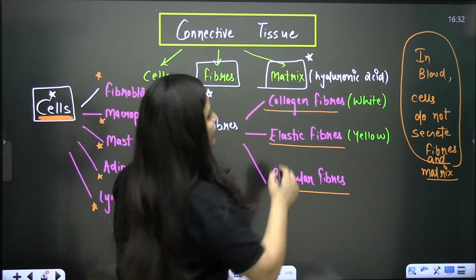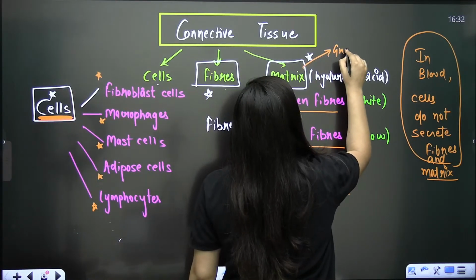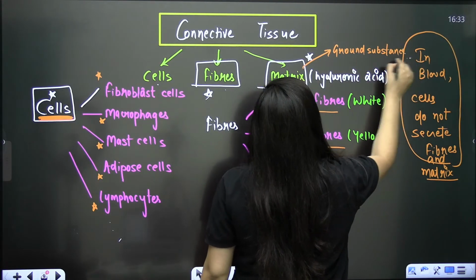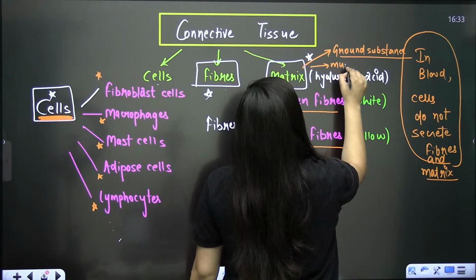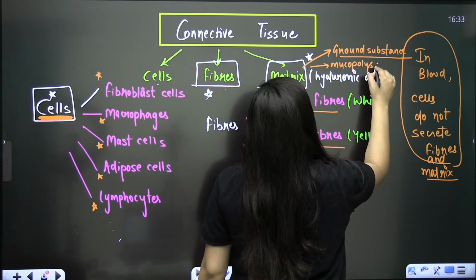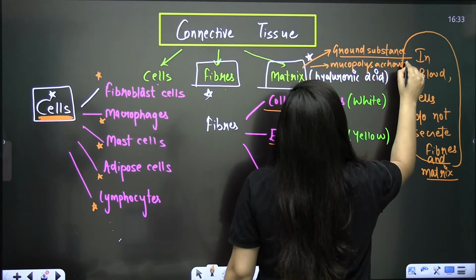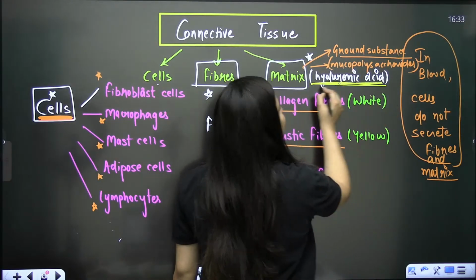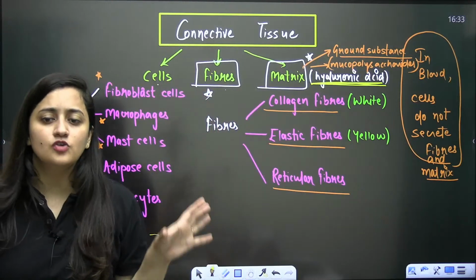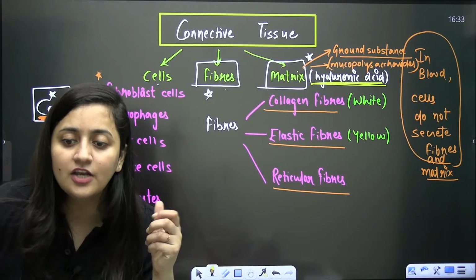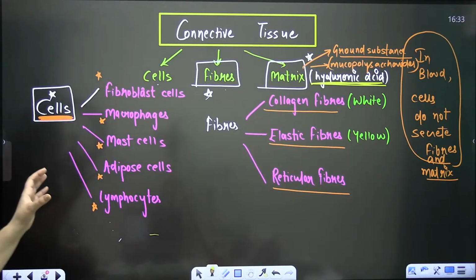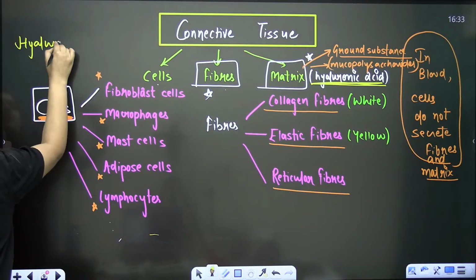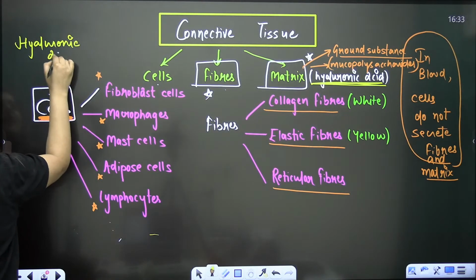And when it comes to the matrix, as I said, it is the ground substance. Here you will find mucopolysaccharides. The best example of a mucopolysaccharide is hyaluronic acid. Remember, in the last class also we discussed this. It is hyaluronic acid. Are you getting it?